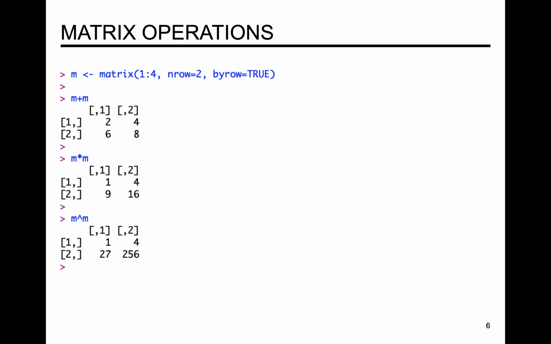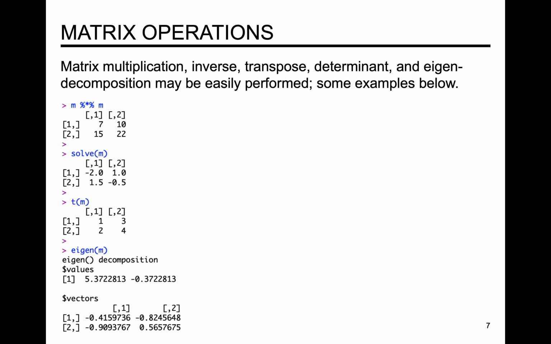In the next line, I typed M * M, which will perform multiplication element-wise. This is the same result as typing M squared. In the next line, I typed M to the Mth power. So 1 to the first power, 2 to the second power, 3 to the third power, and 4 to the fourth power. Matrix multiplication, inverse, transpose, determinant, and eigendecomposition may be easily performed.